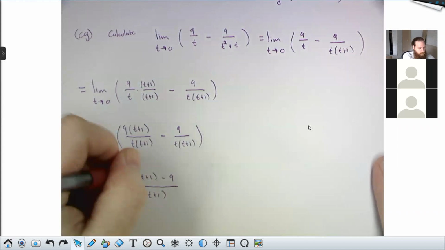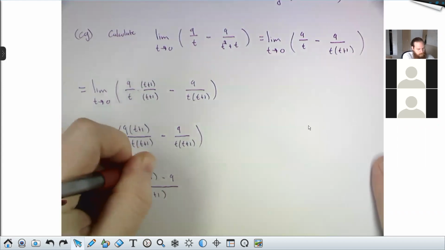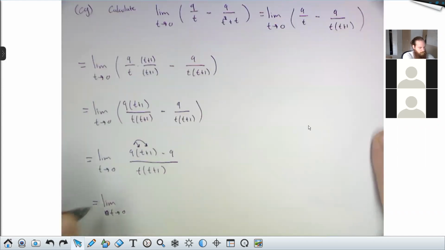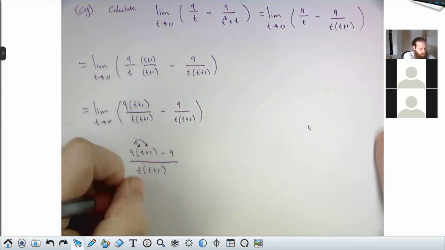I'm next going to distribute this 9. And notice I'm writing, and then t to 0. Notice I'm writing these equal signs. I'm always writing my limit. This is just good notation, and you should do the same.